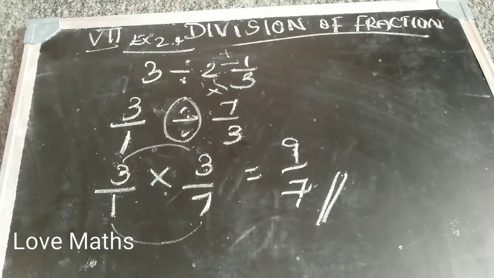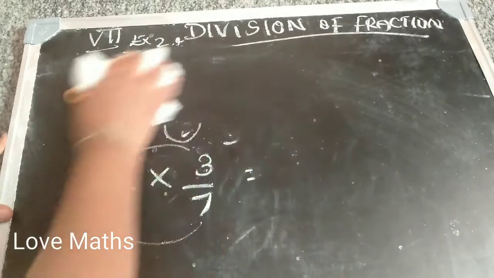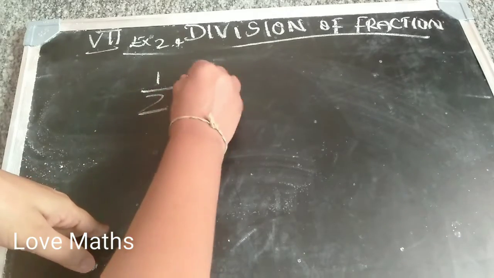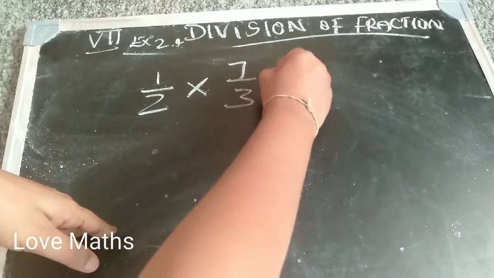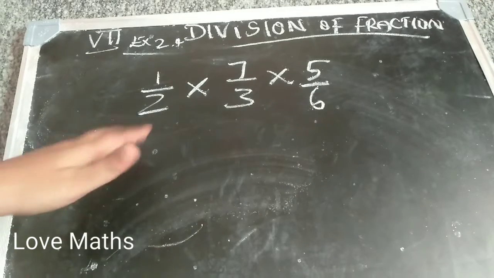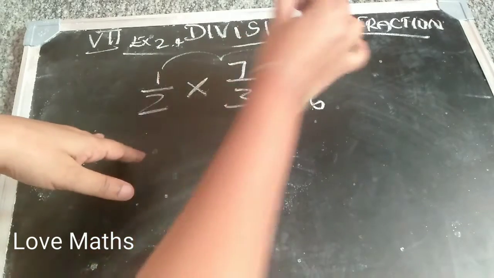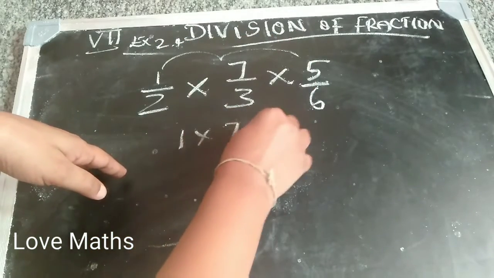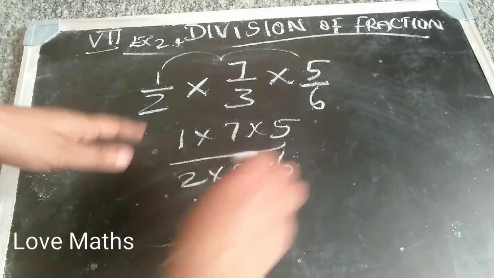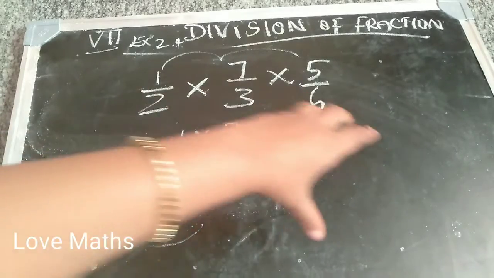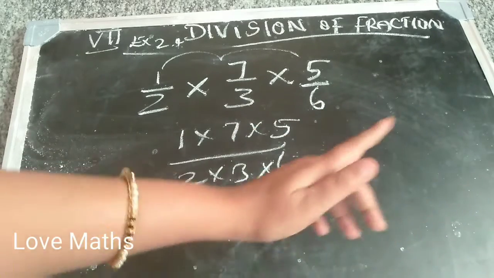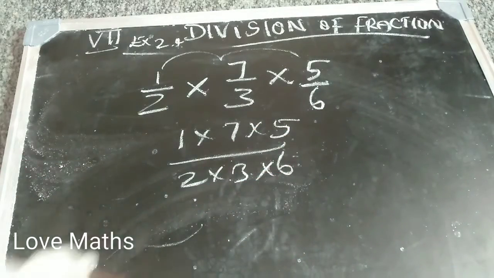In case 3 fractions are there, for example 1 by 2 into 7 by 3 into 5 by 6, I want to multiply these 3 also. Multiply numerator into numerator: 1 into 7 into 5. Multiply denominator into denominator. This is the procedure. Afterwards, convert the final answer into the lowest form if you can. Okay. Next.